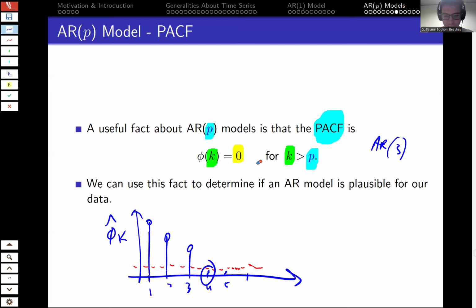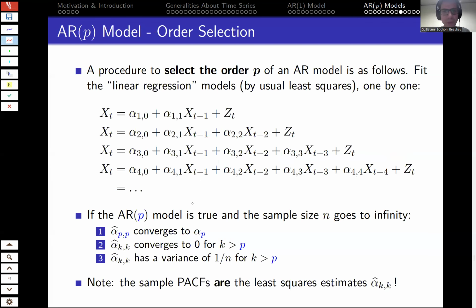A way to pick the order of the AR model is to pick the last lag at which your partial autocorrelations are significant. Okay, as simple as that. And then the next slide, I believe, re-explains this in a slightly different manner. So let's review this slide.